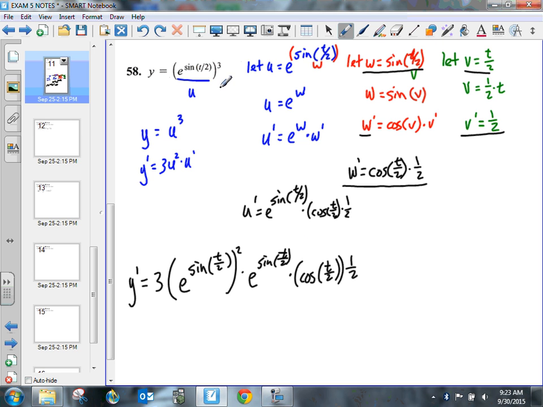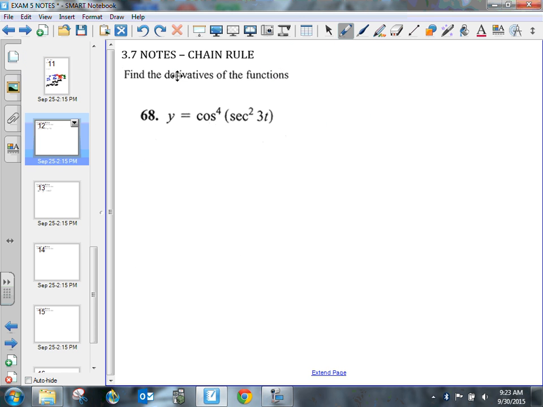So we've got to expand it out, identify all of our inside functions, and then bring it all back together. So let's take a look at number 68. This is going to have multiple chain rules as well. First thing I'm going to do to identify this, to see what I need to do, is rewrite it.